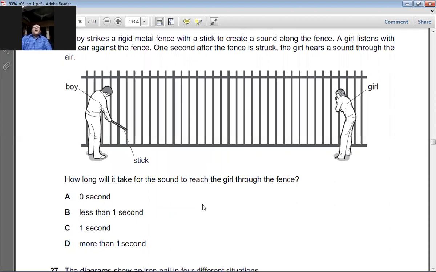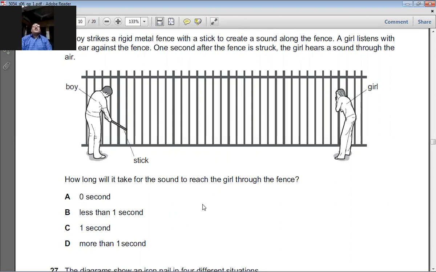A boy strikes a rigid metal fence with a stick to create a sound along the fence. A girl listens with her ear against the fence. 1 second after the fence is struck, the girl hears a sound through the air. How long will it take for the sound to reach the girl through the fence?